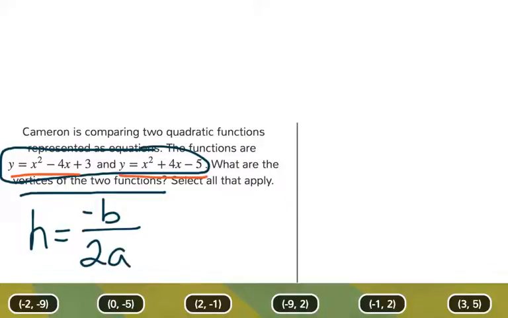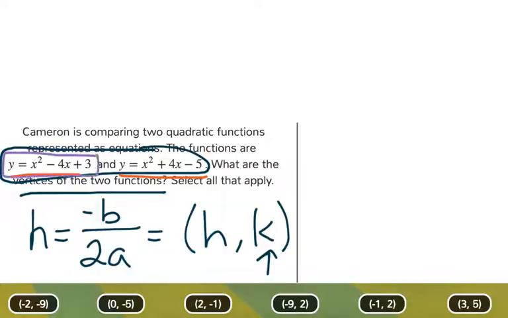That will allow you to find h, which is the x-coordinate of our vertex. And then to find k, we plug that h back into the original function, and then we can get the y out. All right, so let's do this one at a time. Let's start with the left function, y equals x squared minus 4x plus 3.